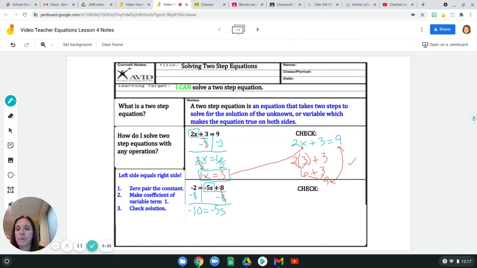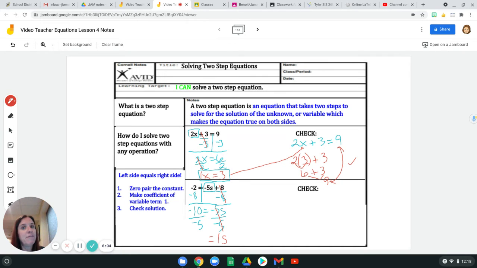All right, make coefficient of variable term 1. It's a -5 right now. So how do I get -5s to 1s? I'm going to divide both sides by that coefficient, by -5. The negative goes with, okay? And so we can see -5s divided by -5 leaves you with 1s, positive 1s. Your variable term coefficient always has to be a positive 1, okay?